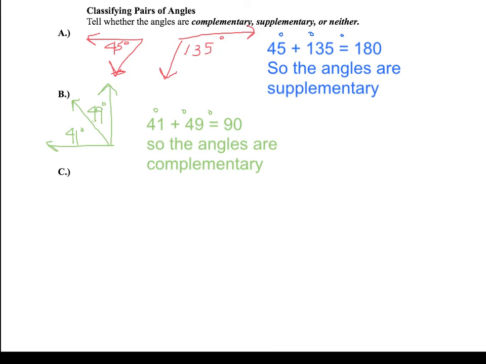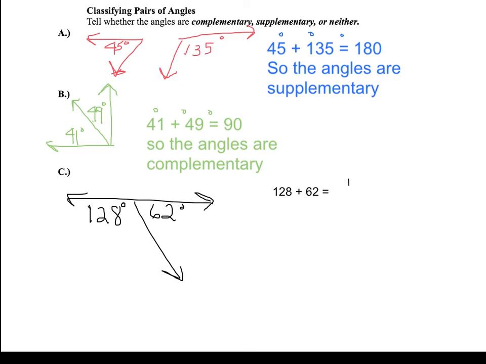Okay, so part C looks like this. Now you have to understand it's very hard to write with the pen that they give you. 62 degrees, and we have 128 degrees. So go ahead and copy that angle down. Okay, so when I take 128 plus 62 and I add those two up, I get an answer of 190 degrees.